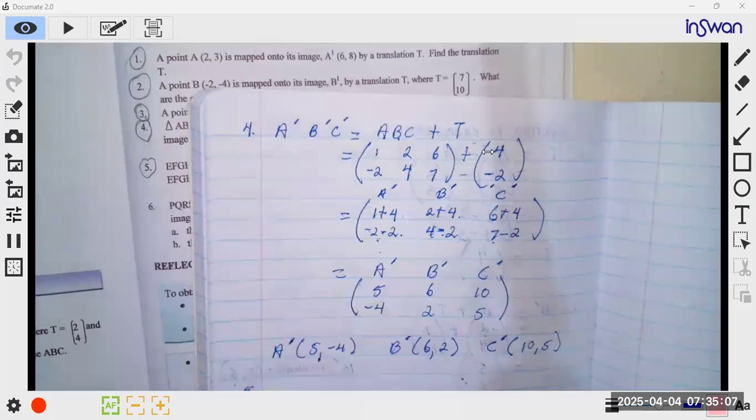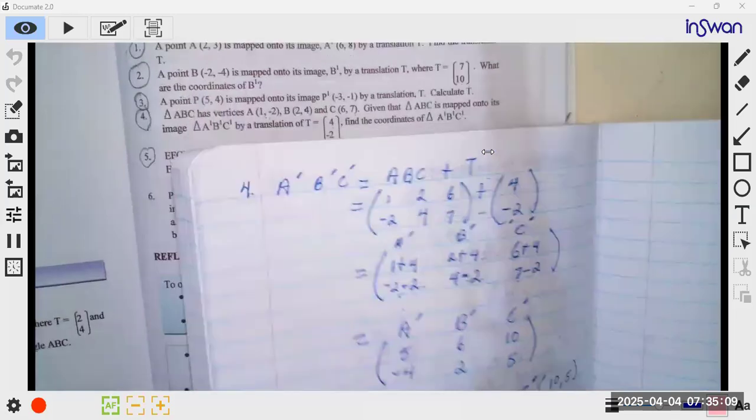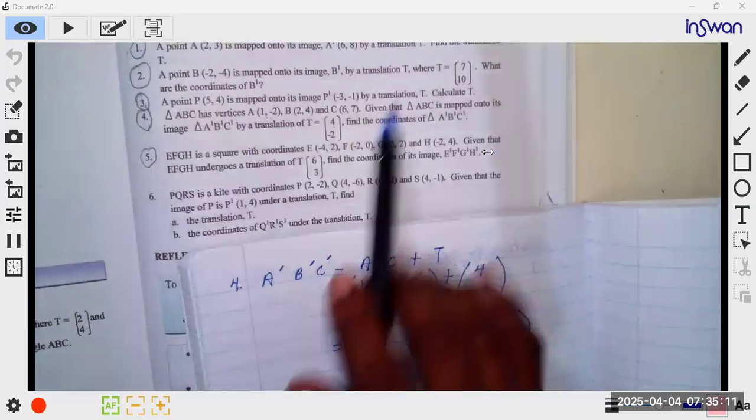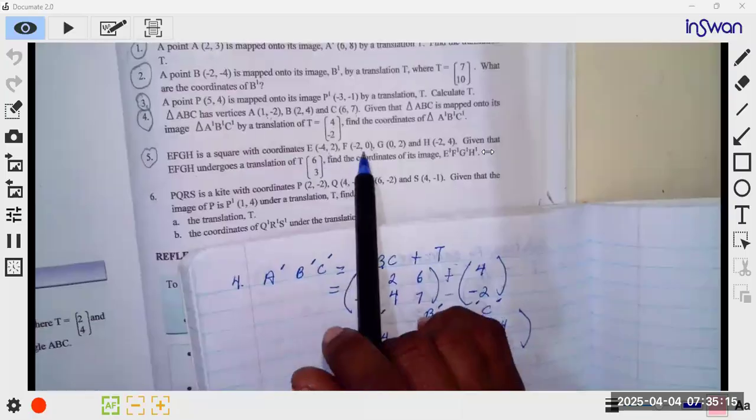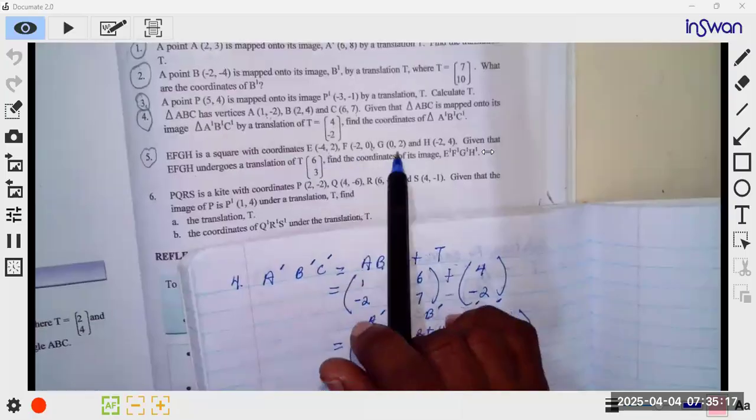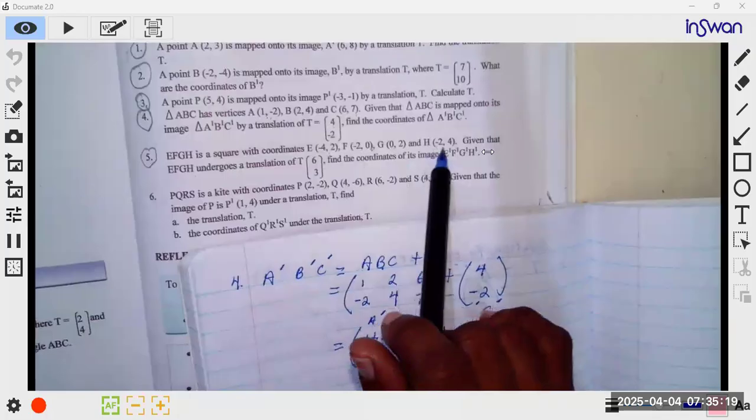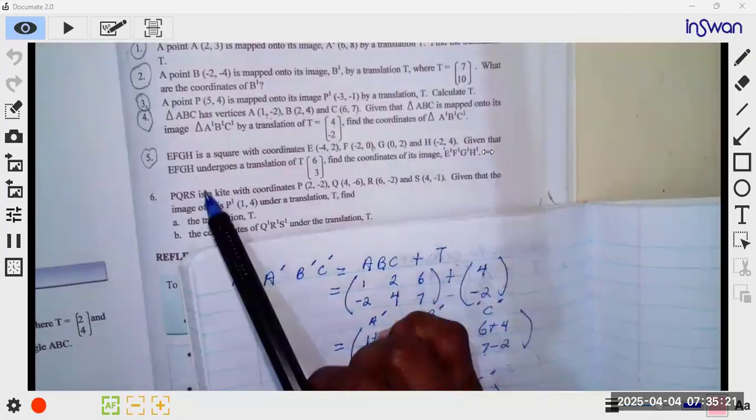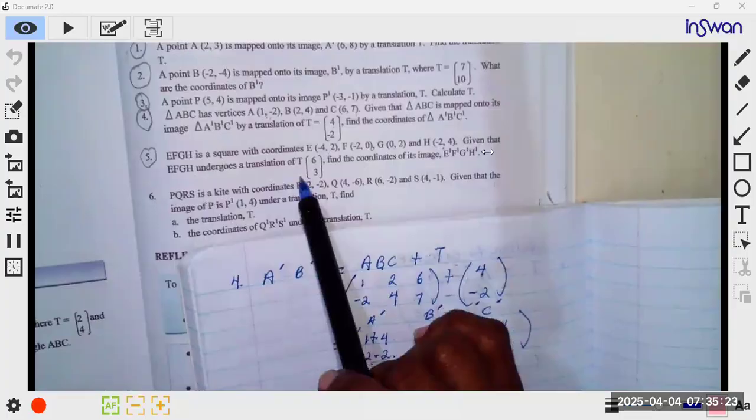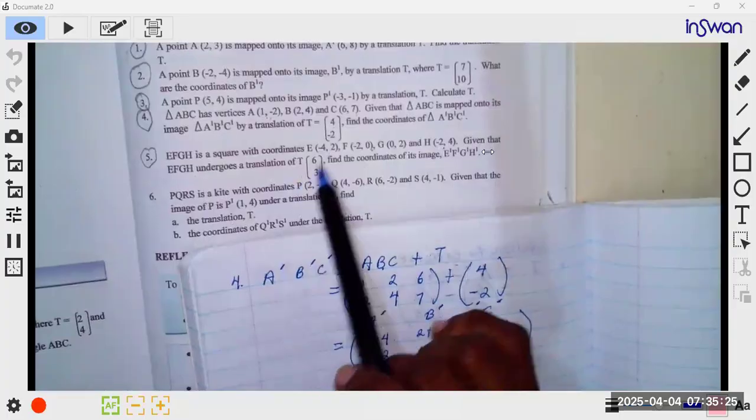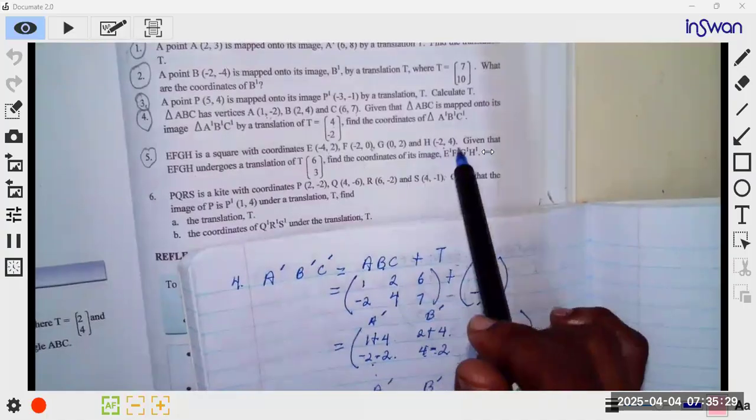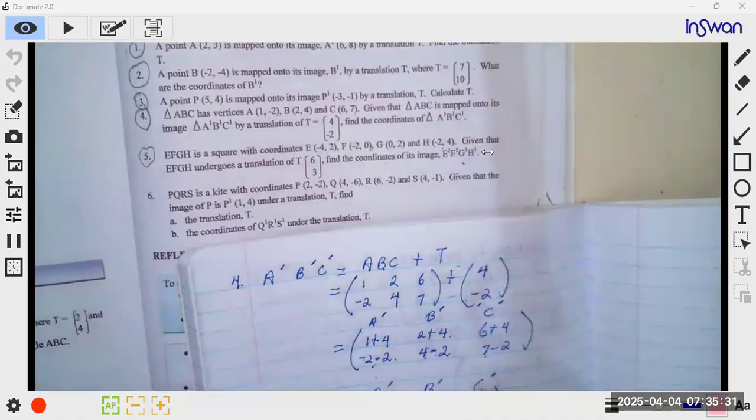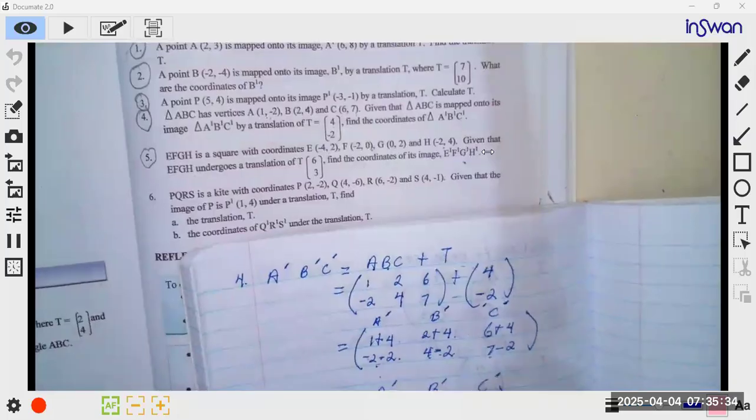Question number 5 now. EFGH is a square with coordinates E minus 4, 2, F minus 2, 0, G is 0, 2, and H minus 2, 4. Now, they're given that EFGH undergoes a translation T, which is 6, 3. Anytime you see this kind of thing on top here, that means you need to find the image. So let's find our image.